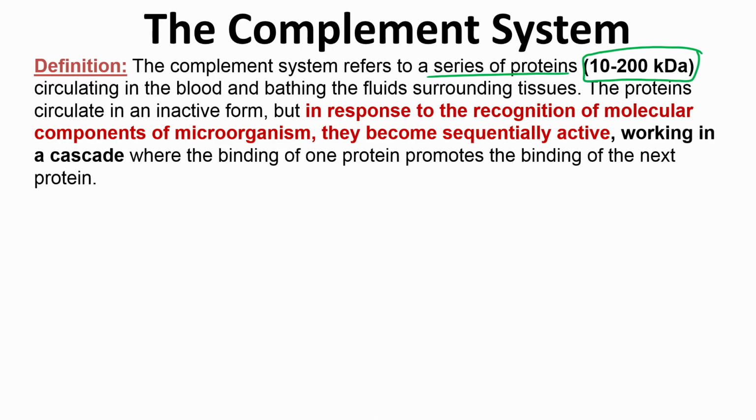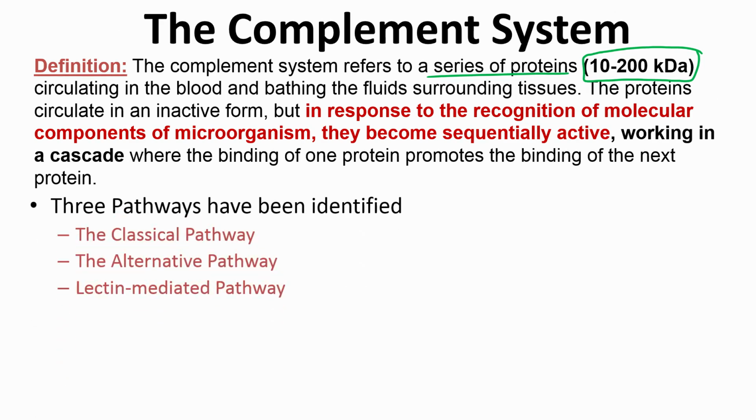These proteins are initially circulating in an inactive form, but if they do recognize some molecular pattern or something foreign, they can become sequentially active, and then they work in a cascade that causes the inflammation to increase. There are three pathways that have been identified for this: the classical pathway, the alternative pathway, and a lectin mediated pathway. These are different pathways for all these series of proteins, and that is defined by the way they are getting activated.